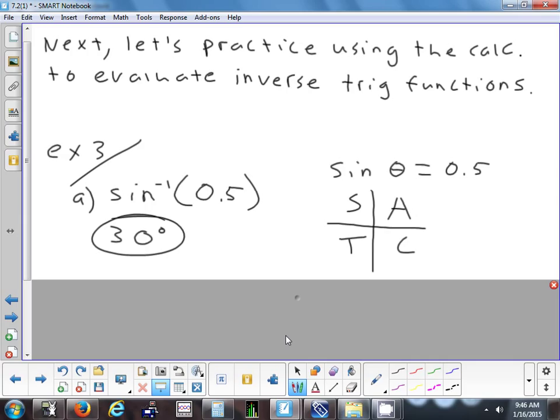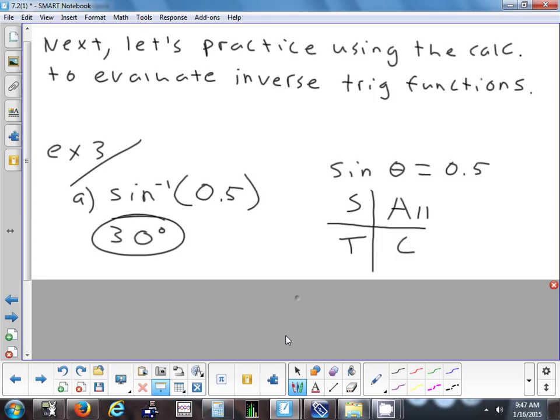Okay. In quadrant 1, all of the trig functions come out positive. Right? You were looking for a value. 0.5 is a positive value. All the trig functions, you're going to have an answer in quadrant 1, whether you do inverse sine, inverse cosine, or inverse tangent. They all come out positive in quadrant 1.